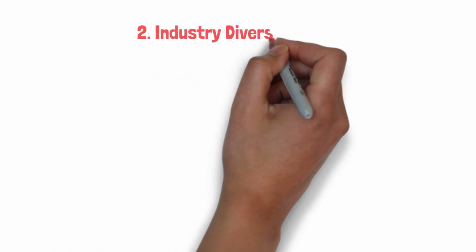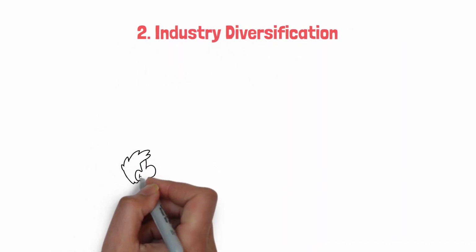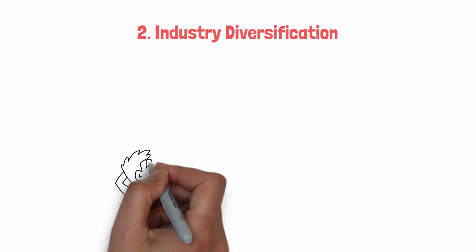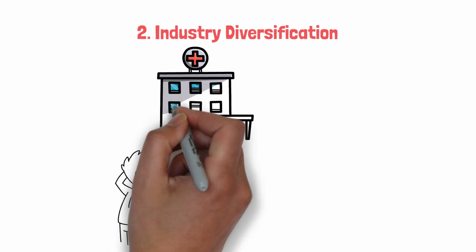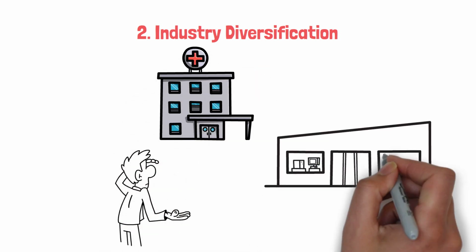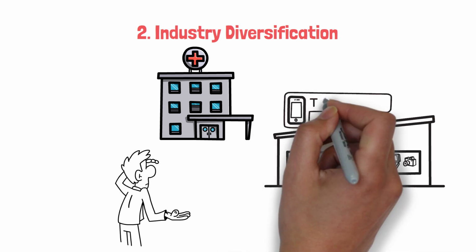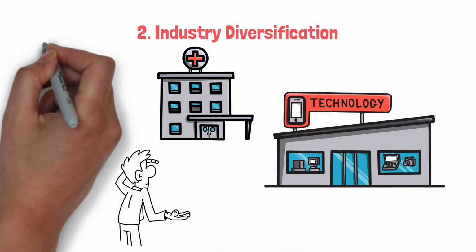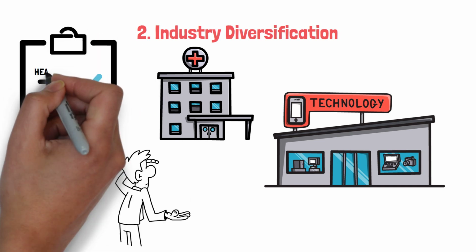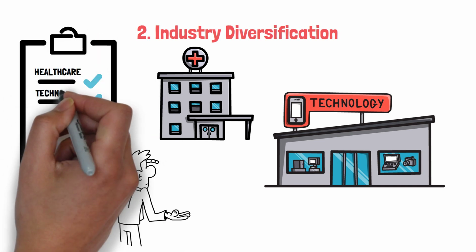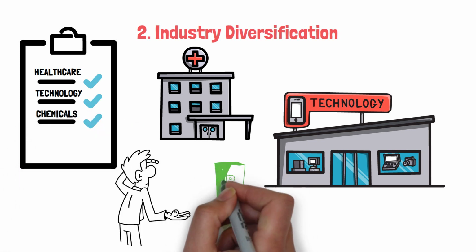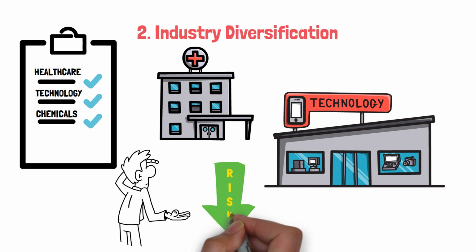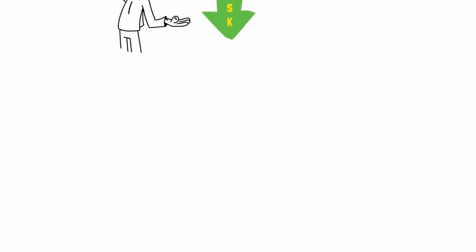Number 2. Industry diversification. This involves investing in companies from different industries, such as healthcare, technology, and consumer goods. The idea is to avoid being too heavily invested in any one sector, which can be affected by industry-specific factors. Let's say you invest in the stock market and want to diversify across different industries. You may invest in stocks from the healthcare industry, such as Pfizer or Johnson & Johnson, and also invest in stocks from the technology industry, such as Apple or Microsoft. By investing in companies from different industries, you can reduce your exposure to industry-specific risks.